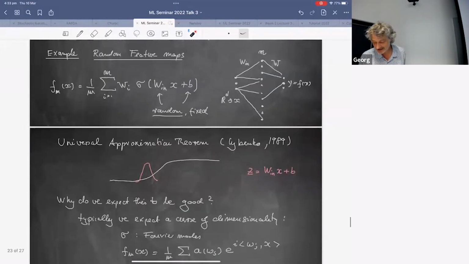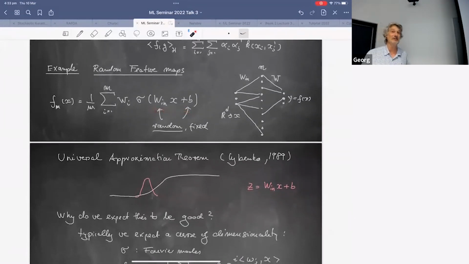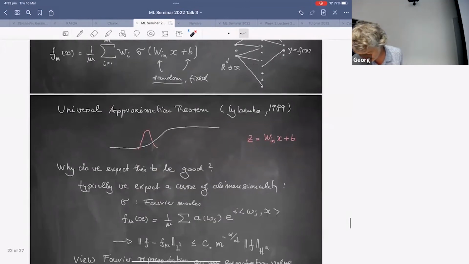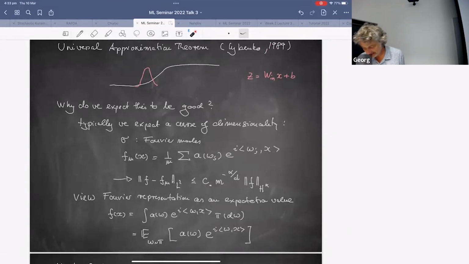It tells you that there exist some W and B such that you can approximate any function arbitrarily closely. But it doesn't tell you how to choose them. So now think about the Fourier representation as an expectation value. We have the integral over some measure, typically the Bochner measure, from which you take your omegas. And then what you do is take a uniform grid: you discretize your Fourier space uniformly, and then you calculate that series here.